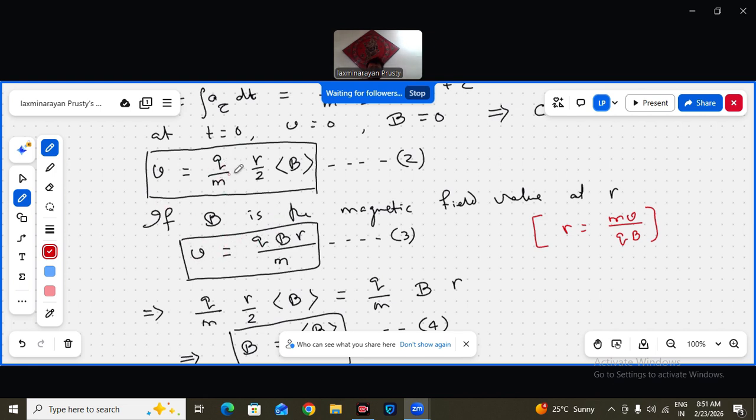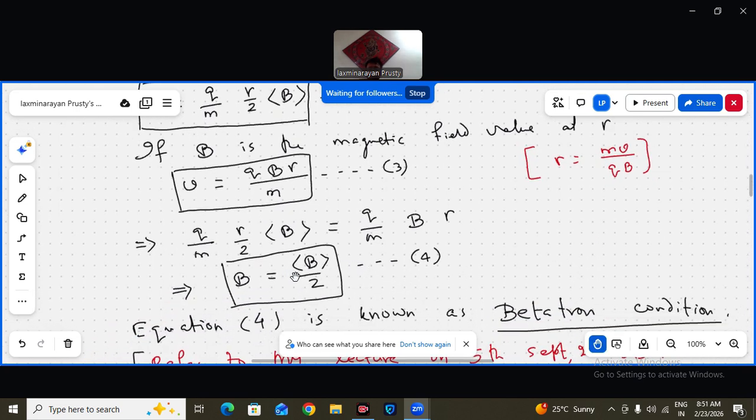So now we have two expressions for v, but this is the same v. So Q by m times r by 2 times B average and qBr by m both give the value of v. Equating both of them, I get B is equal to B average by 2. So that means the B on the circumference must be the area average of the B bounded by that circumference, divided by 2.